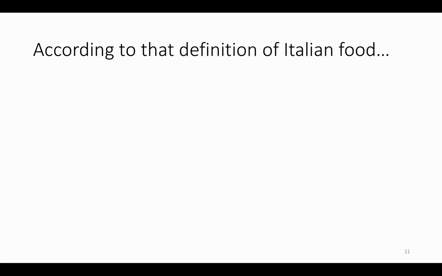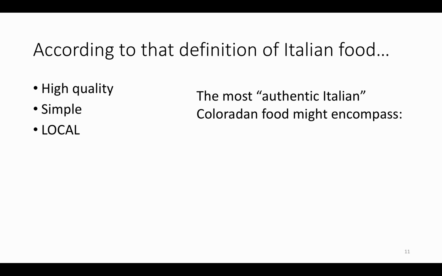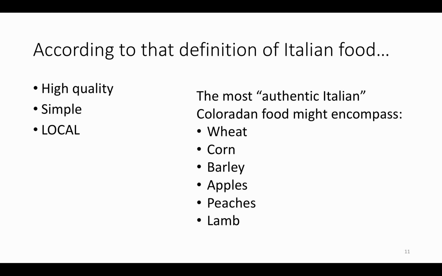So according to that definition of Italian food, that would mean that if we were in Colorado, the most high quality, simple, and local things might be wheat, corn, barley, apples, peaches, lamb. If we were going to make the most simple and local and high quality food for Colorado, because it hasn't been shipped very far, it might encompass those things because those are, from what I understand, your primary crop exports. So it would look very different if we use this definition.